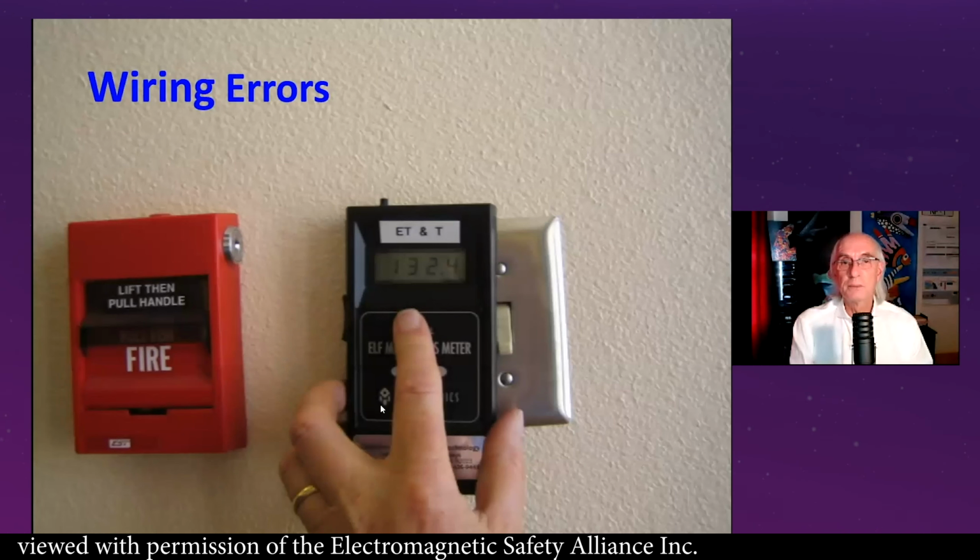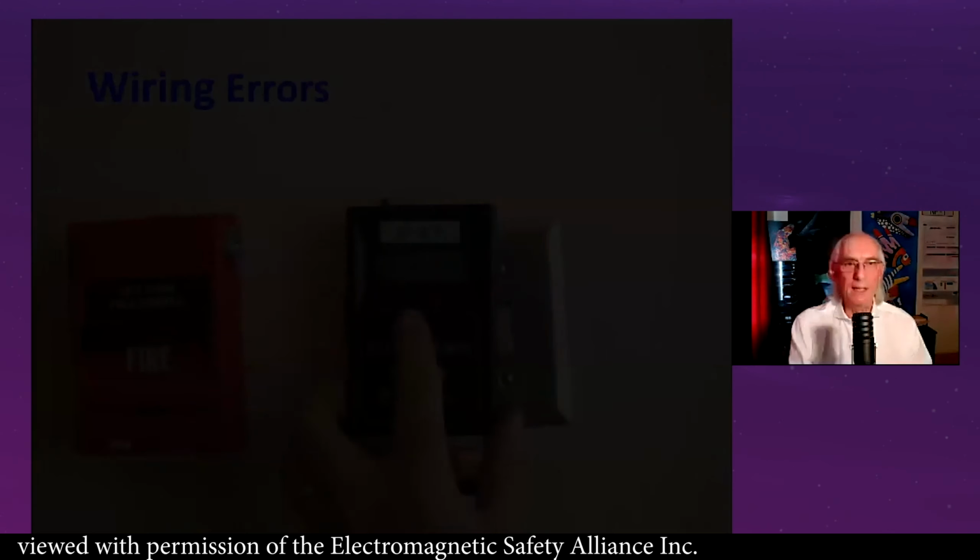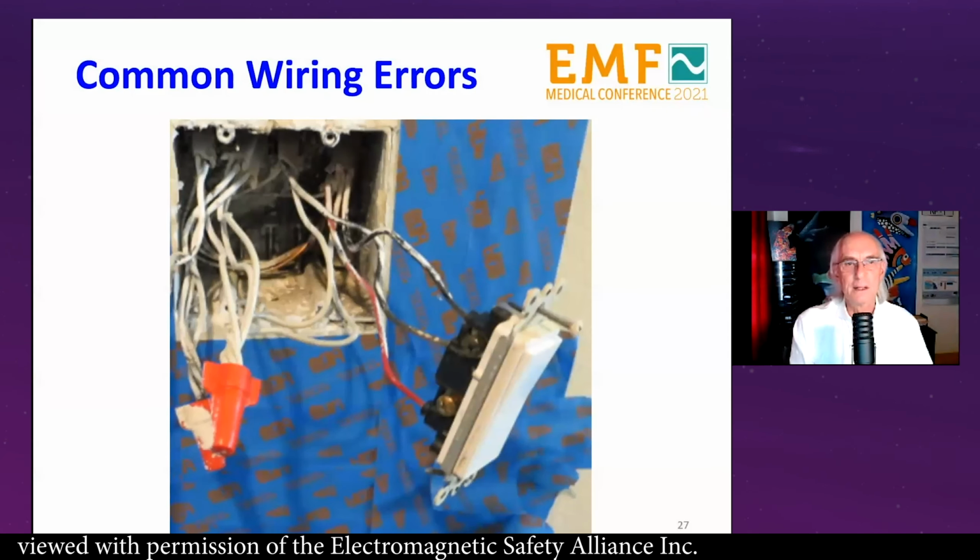So for example, we see here with a Gauss meter, I hold it against the wall and the light switch and have about 132 milligauss. That shows me that's not quite right. If it's maybe 1 or 2, yeah, but this is an indication that there is a wiring error occurring in this building. So what do we do then? Well, we need to get an electrician out there to actually look at the wiring.